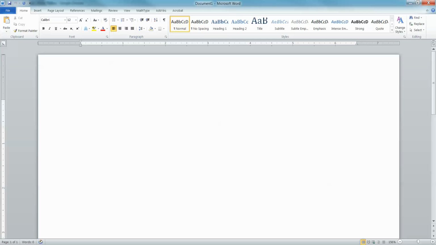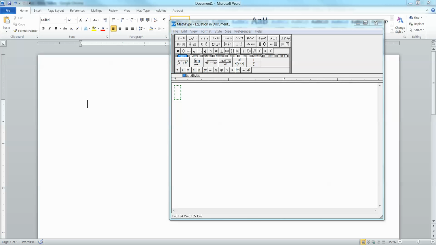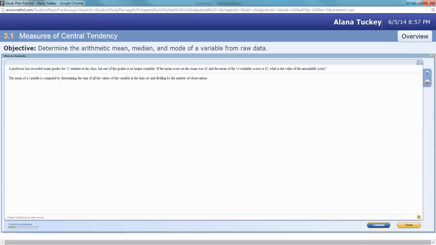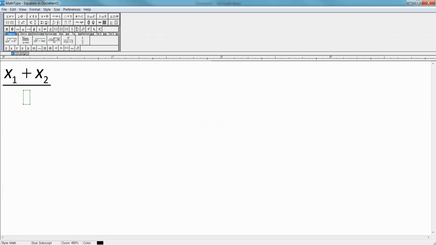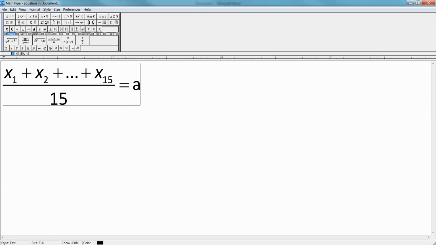Okay, so let's think about this. You have 15 students. Let me go back. Yeah, 15 students. So let's think about how you would find the average for that. You'd take score number 1, and then you'd add score number 2, plus, all the way up to score number 15. You'd add them up and divide by 15, and that would be equal to your average. Well, technically it's the mean. Let's call it what it is. Average is a terrible word.